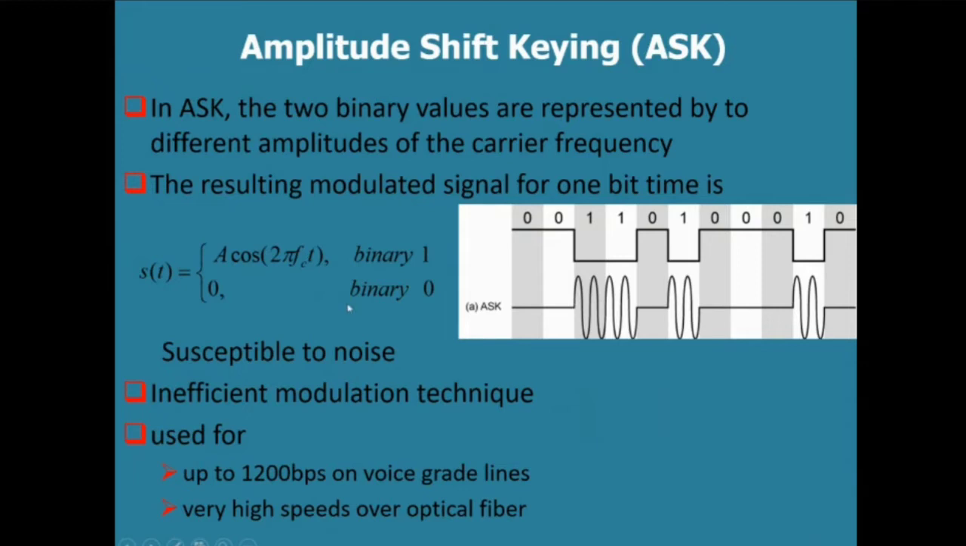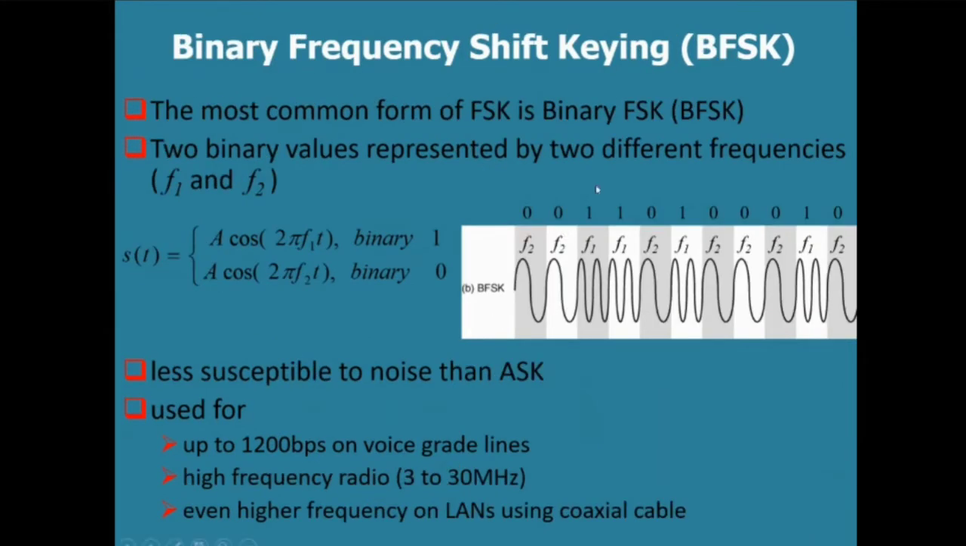So it is susceptible to noise. It is an inefficient modulation technique. So here a lot of disturbance will be carried, and it is used for up to 1200 bits per second on voice grade lines. So this amplitude shift keying is mainly used in voice grade lines up to 1200 bits per second. It is also used for very high speed over optical fiber. Optical fiber, that is, you are going to transmit your data by means of light. So in optical fiber, very high speed communication can be carried out using the amplitude shift keying technique.